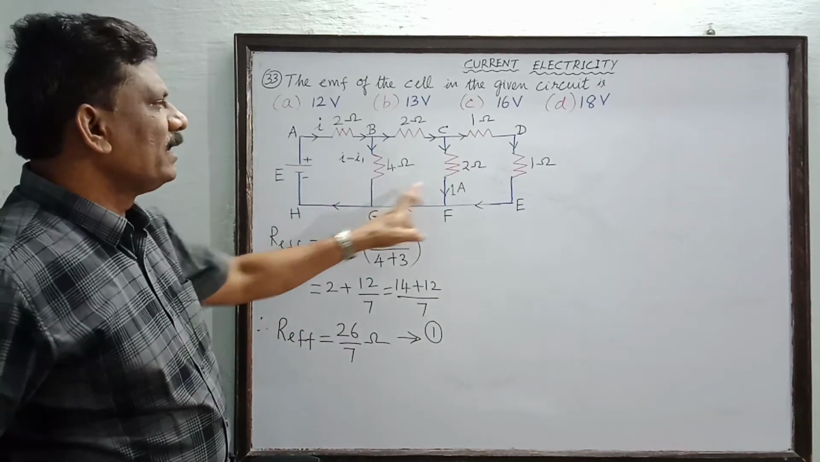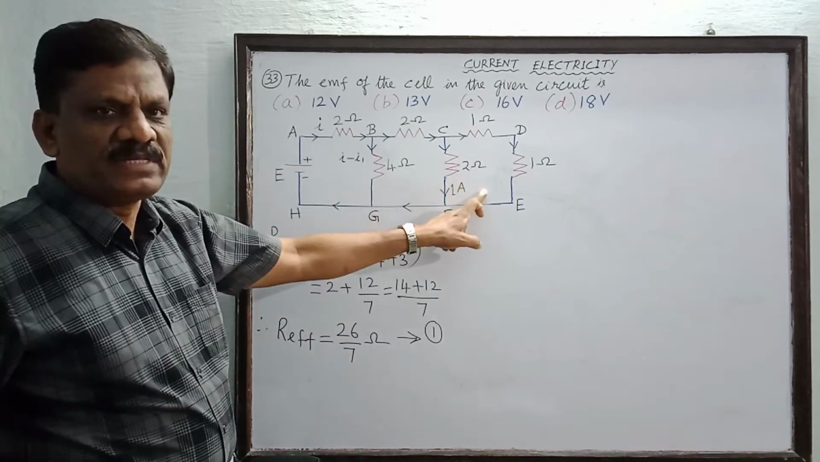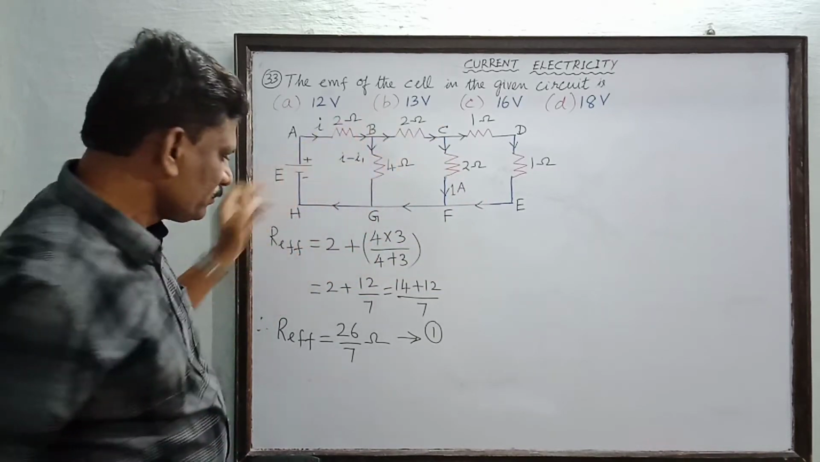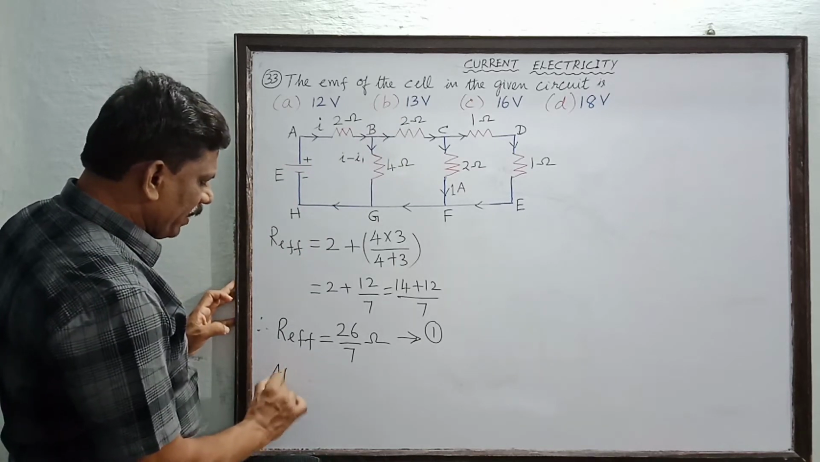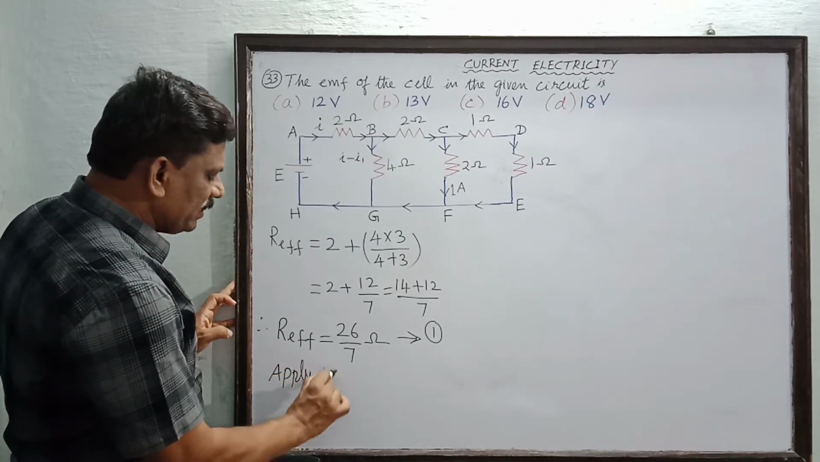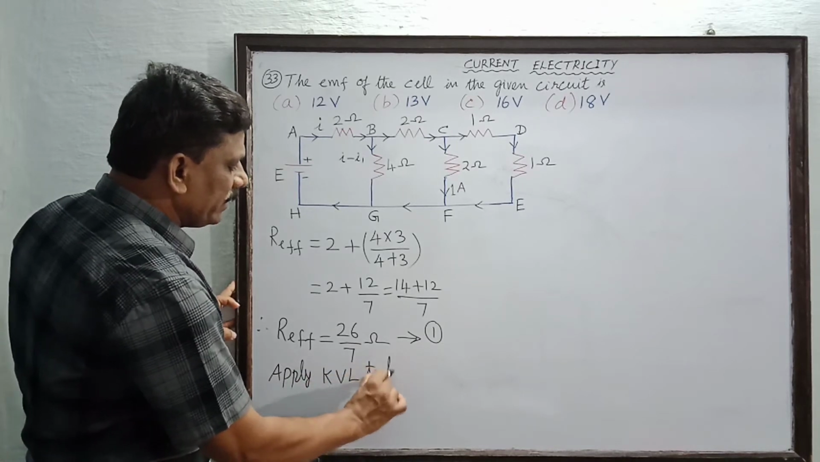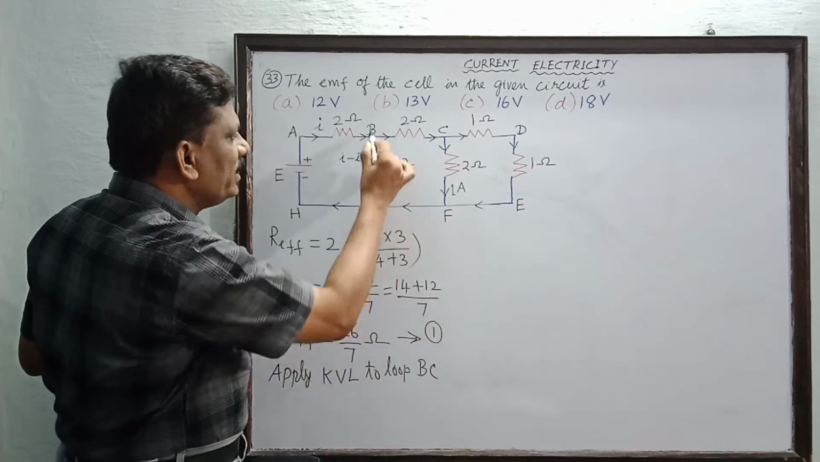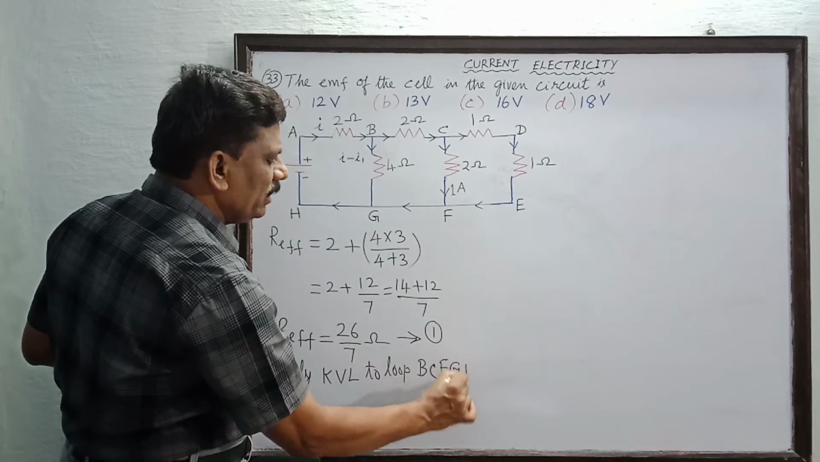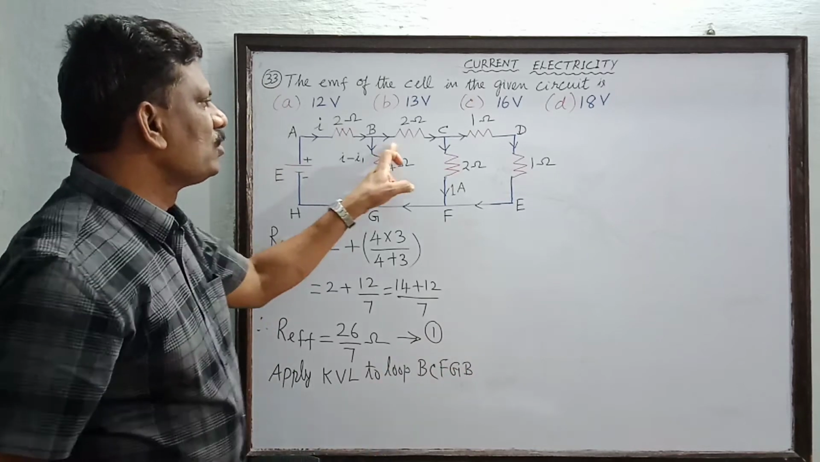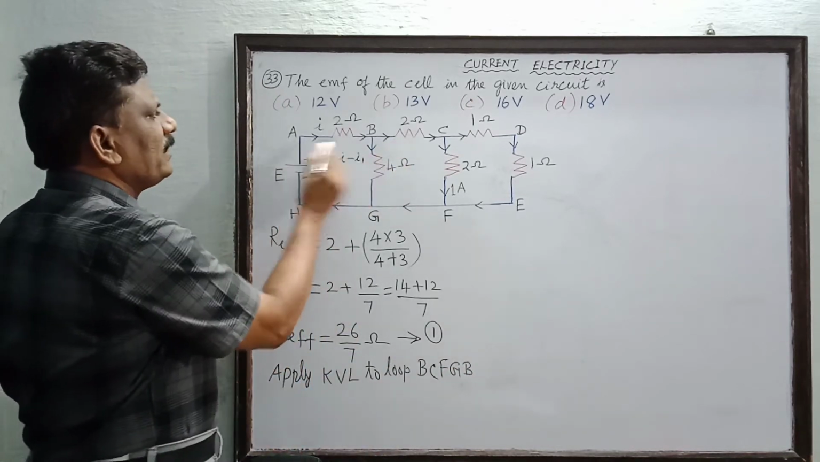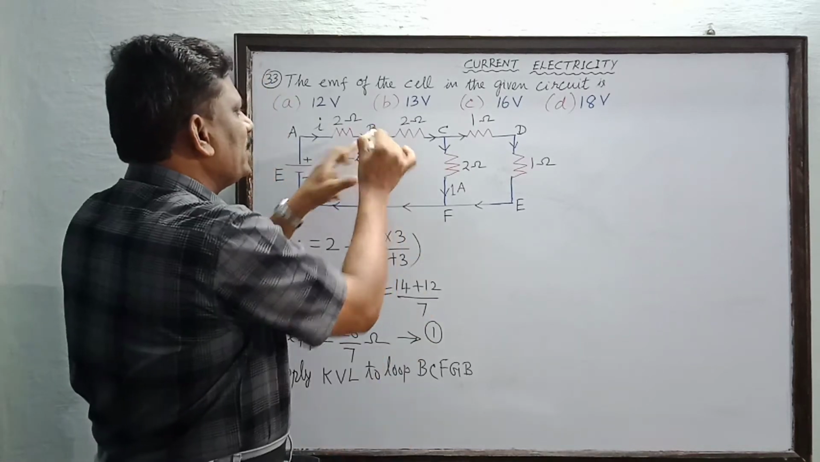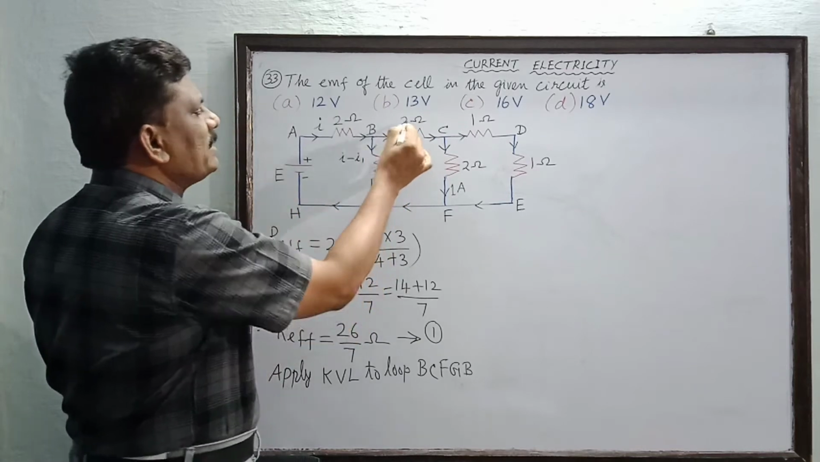Now here there are so many closed loops. The middle loop B, C, F, G, B I am going to consider. So I will apply Kirchhoff's voltage law to the loop. Which loop? B, C, then F, G, B. So in this closed loop, now you see here at the junction B, when the main current I ampere reaches the junction, it is dividing into 2 paths.